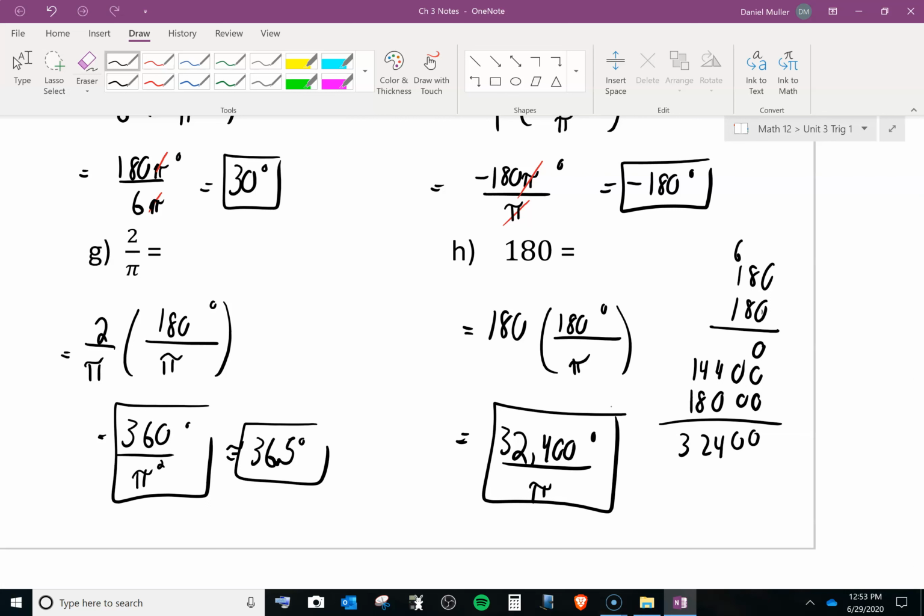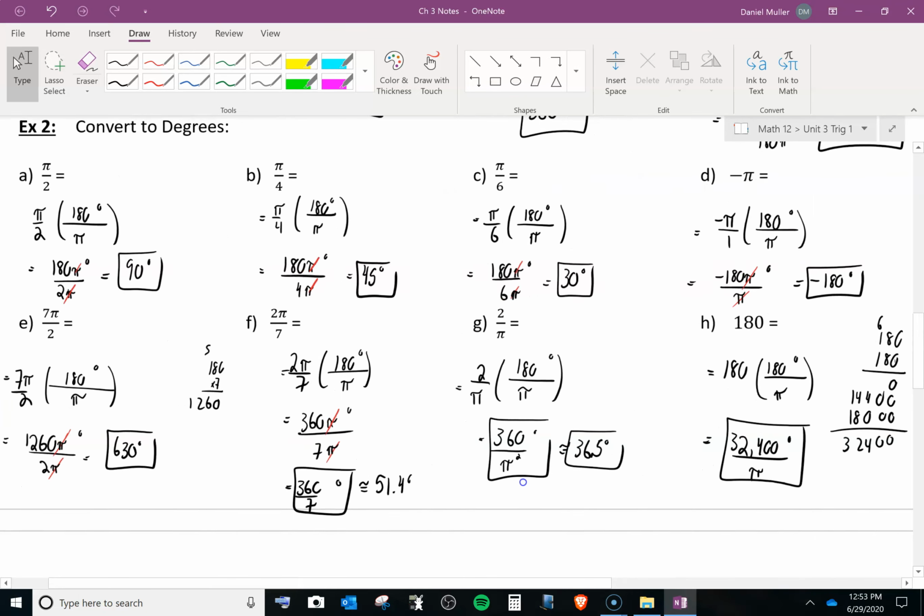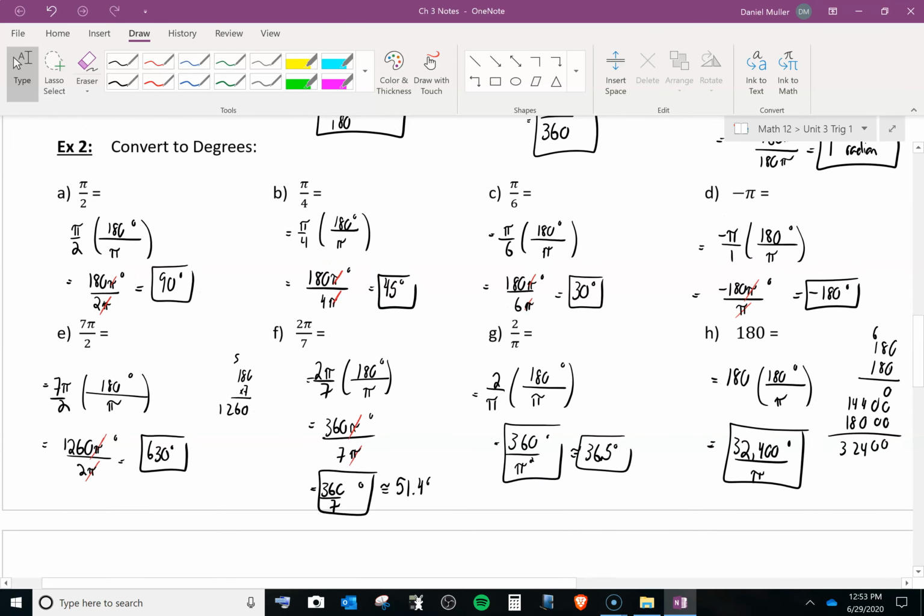So that's approximately 10,313 degrees. I'll zoom out here for you to pause if you need to and write anything down. But now we're going to go into something a little bit different.